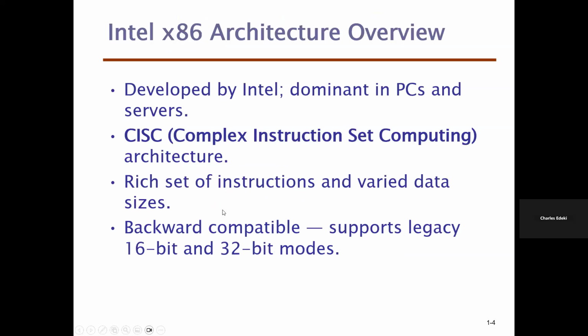Now let's go. As we said earlier, this session is more or less a comparison of the differences between Intel x86 architecture and ARM. So we start with Intel x86. The first thing we mention here is CISC. It was developed by Intel, and it is mostly used in PCs and servers. It also has a complex instruction set computing design, so it has a rich set of instructions and variable instruction lengths.